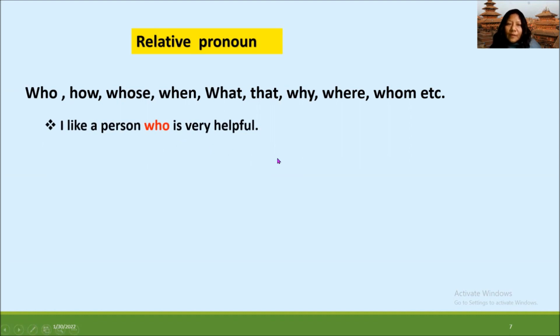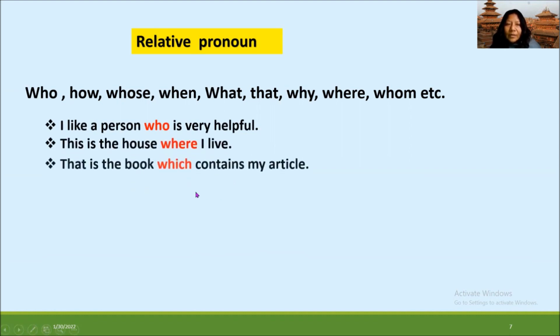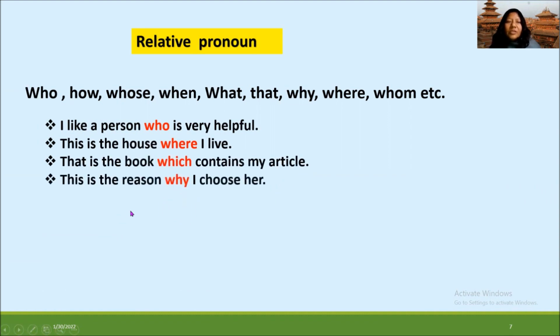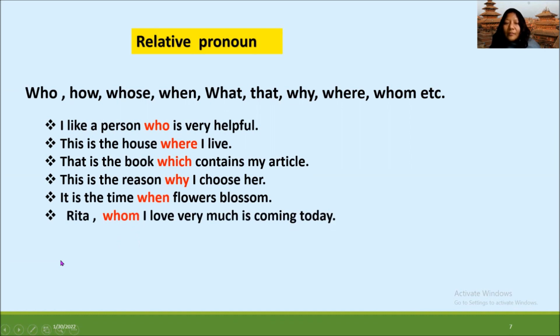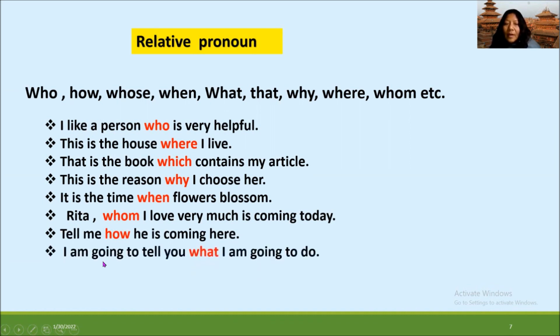I like a person who is very helpful. This is the house where I live. This is the book which contains my article. This is the reason why I choose her. It is the time when flowers blossom. Rita, whom I love very much, is coming today. Tell me how he is coming here. I'm going to tell you what I'm going to do.